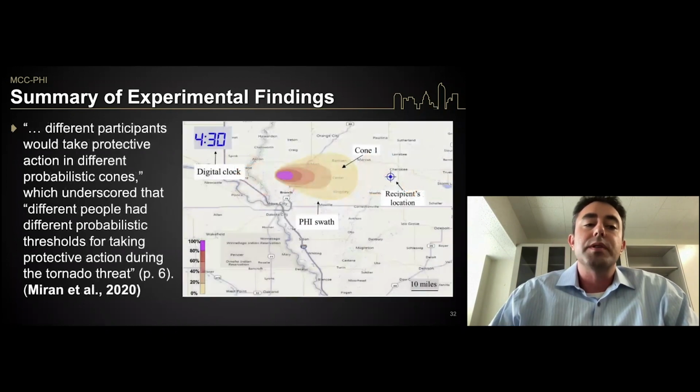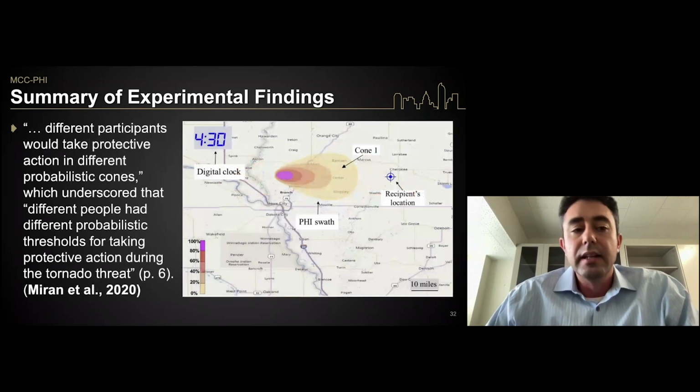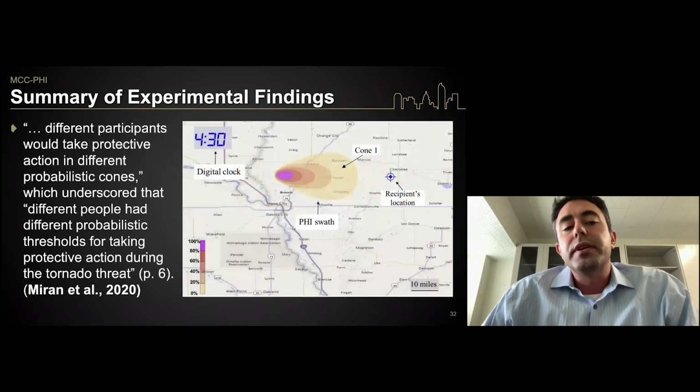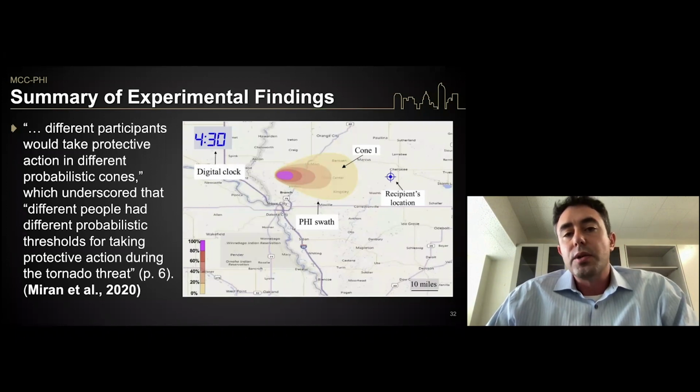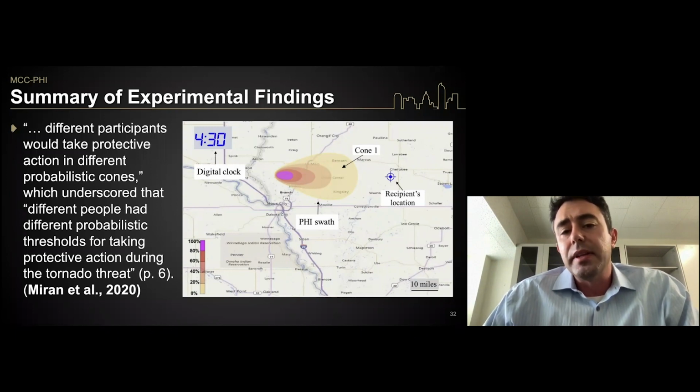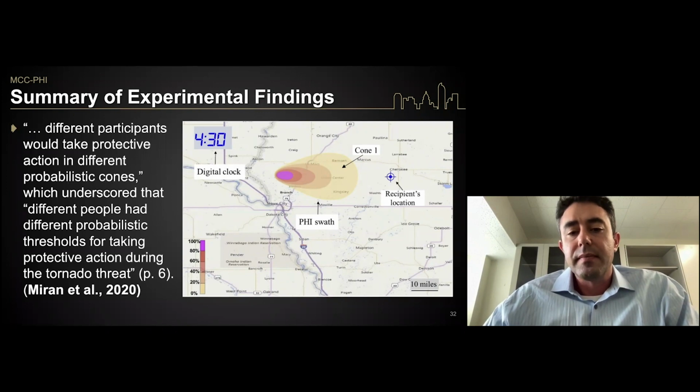This was a finding that was mirrored in the Miron et al. study. They found, quote, different participants would take different protective action in different probabilistic cones. And this underscored that, quote, different people had different probabilistic thresholds for taking protective action during the tornado threat. So again, there is not a tight coupling between increased risk perception and action taking.